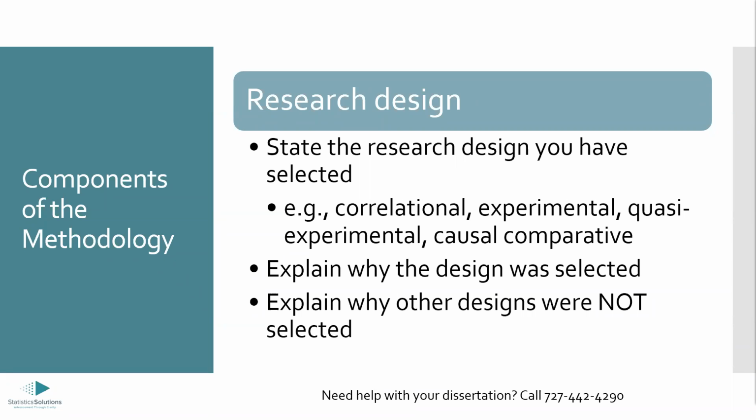So for instance, if you're doing a correlational study, maybe you picked a correlational study because your problem, purpose, and research questions involve looking at the relationships between variables. And that is how you should justify your selection of the design. It should be justified in terms of your problem, purpose, research questions, and hypotheses. So those things should be aligned.